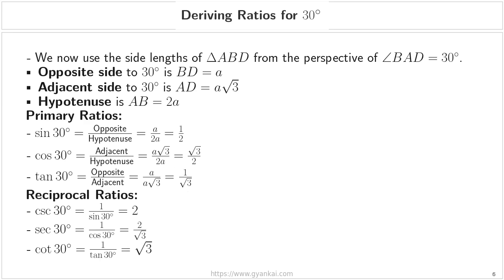Finally, let's quickly determine the reciprocal ratios. The cosecant of 30° is simply the reciprocal of sine, so 1 divided by 1/2, which equals 2. The secant of 30° is the reciprocal of cosine, which gives us 2 over the square root of 3. And the cotangent of 30° is the reciprocal of tangent, which turns our fraction upside down to give us the square root of 3. Now that we have mastered the 30° ratios, in the next slide, we will perform the exact same process. But this time, we will look at the triangle from the perspective of the 60° angle.